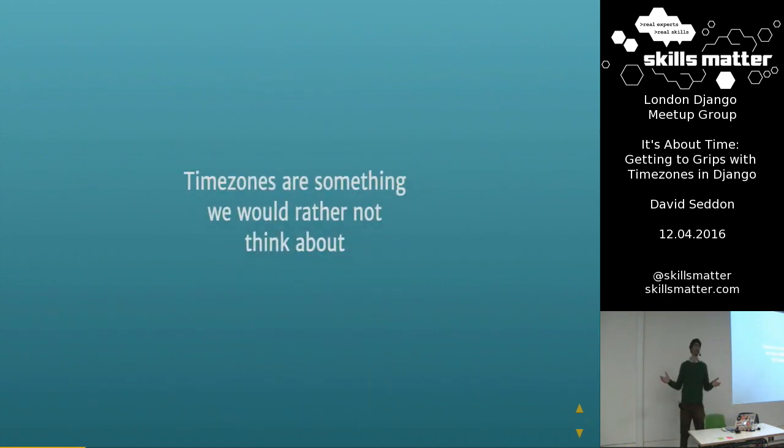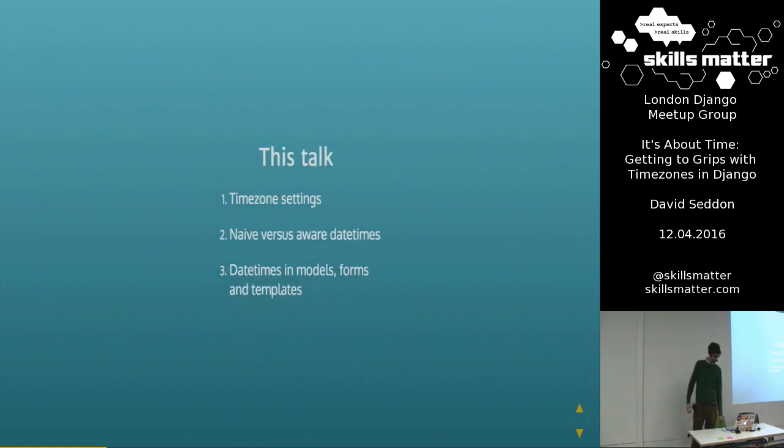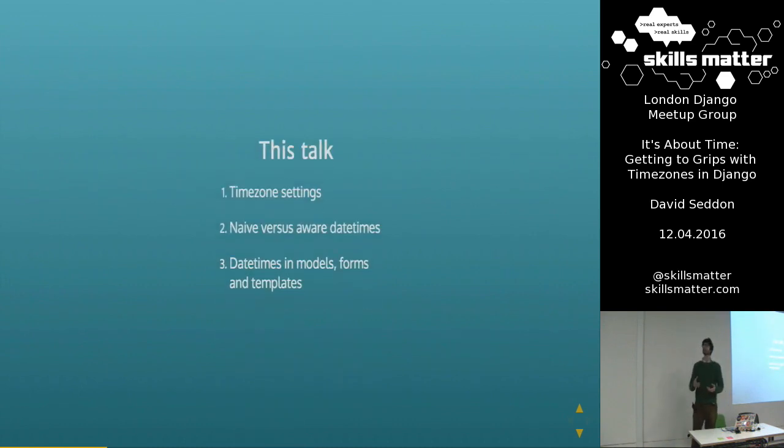So time zones are something that I think we would rather not think about, but I'm going to force you to, just for about 15 minutes, and hopefully at the end of it, we will not have to think about it very much ever again. So in this talk, first of all, I'm going to talk about the time zone settings in Django. Then I'm going to give you a little introduction as to naive versus aware date times. And then finally, I'm going to look at how Django handles date times in models, forms, and templates. And there is a little bit of a bonus quiz coming up at the end, so pay attention.